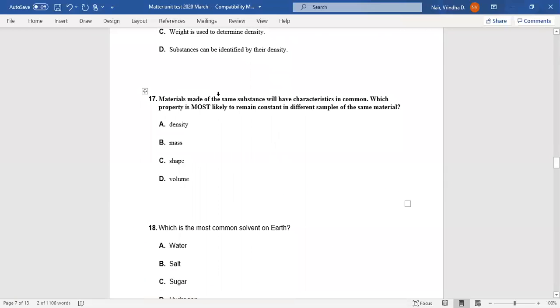Question number 17. Materials made of the same substance will have characteristics in common. Which property is most likely to remain constant in different samples of the same material? Is it density, mass, shape, or volume?